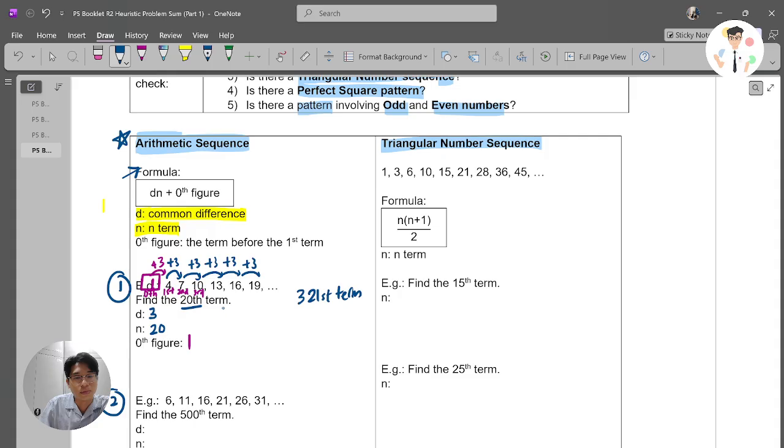Teacher, what do you mean by term? Term is the zero term, first term, second term. Basically the numbers. This is the first number, second number. I want to find the 20th number in this list. So how do I find the 20th number?